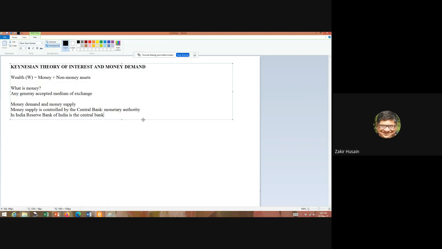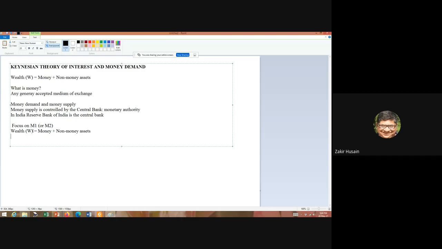Anyway, in India we have four definitions. In fact, there's another definition called high powered money. But let us focus on M1 or M2. There's not much difference between them. For the time being, we are ignoring the fixed deposits with the banks and post offices.